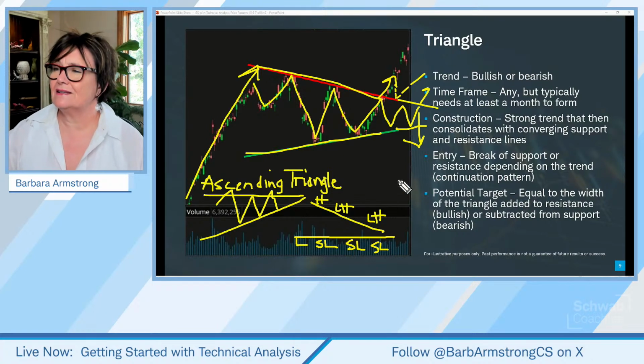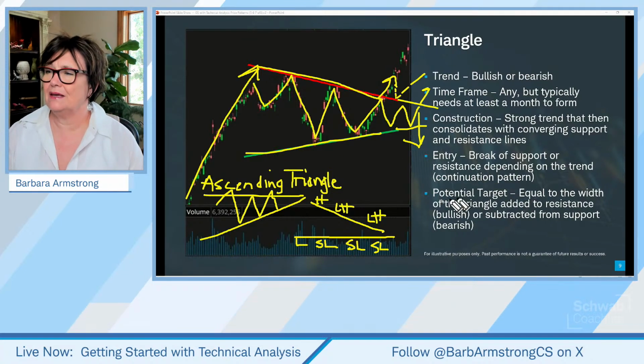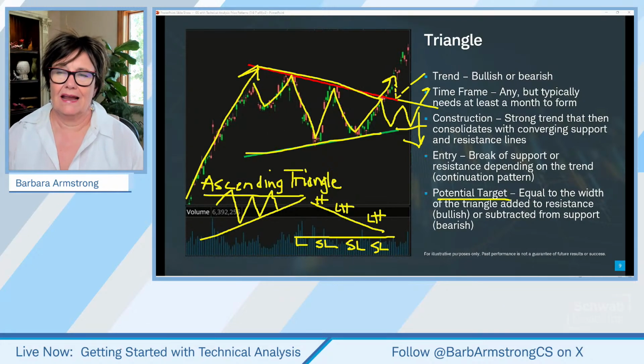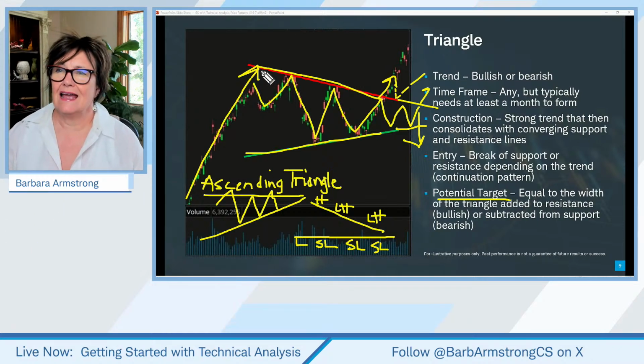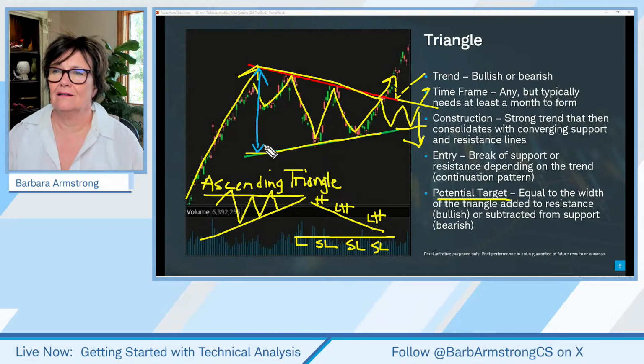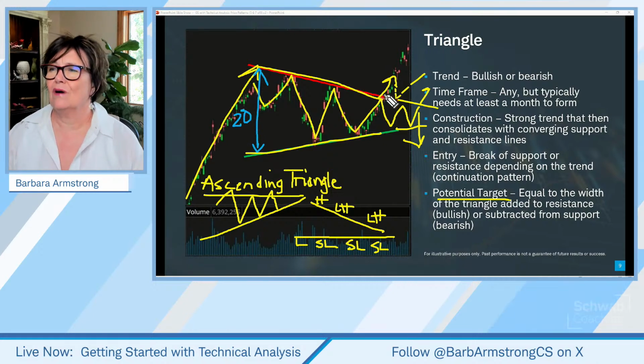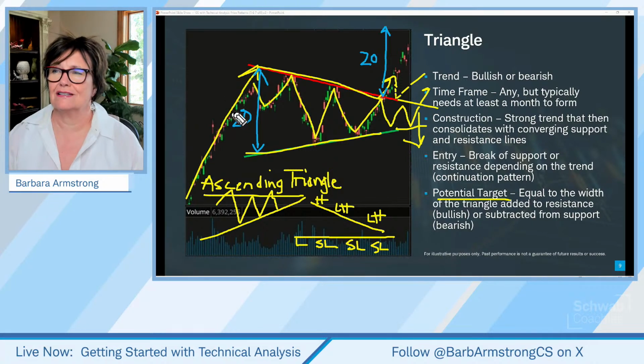And so with these, what might a target be? If we look at the width of the triangle, and how do we measure that width? Well, we might say, hey, this triangle went from here to here. And so let's say that was 20 points wide. Well, when it breaks out, you could say, well, I'm going to take this line, this breakout, and I'm going to add $20 to that, and that could be a target.